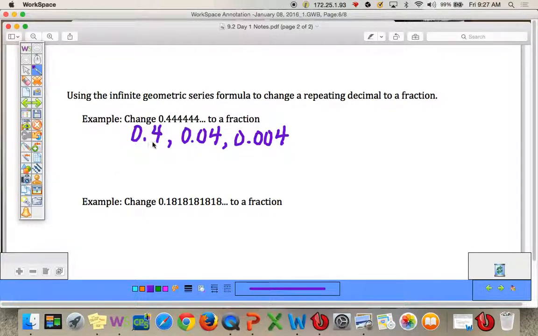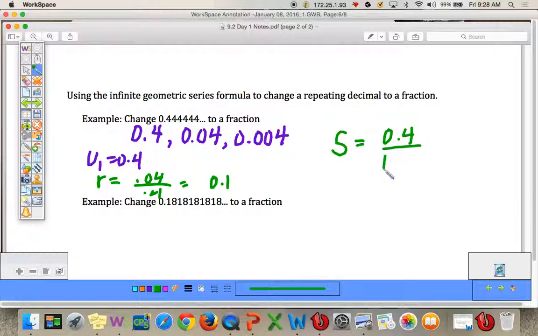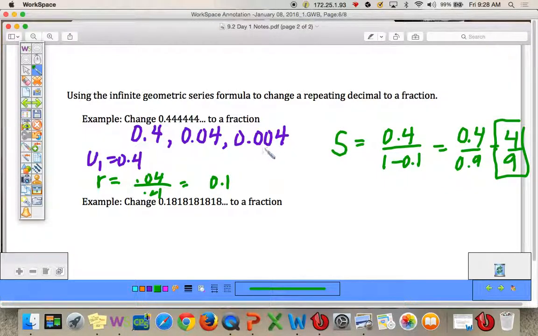Okay, so here's our first term. Let's figure out the ratio. To find the ratio, we take any number, divide by the one before it. And so we get 0.1. All right, so this could be an infinite geometric sequence. We know that because the ratio is less than 1. So we have our first term divided by 1 minus the ratio. We get 0.4 over 0.9. If I multiply each of these by 10, I get my repeating fraction. 4 divided by 9, 4/9. If you divide that, you get 0.4 repeating.